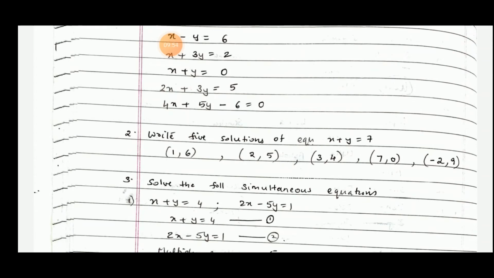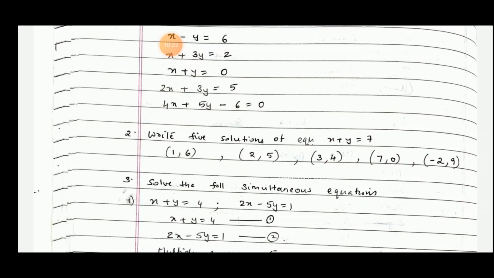Now write the 5 solutions of the equation x plus y equal to 7. So in x plus y equal to 7, substitute x is equal to 1 first. So when you take x is equal to 1, y will be equal to 7 minus 1, that is 6. So the first solution is 1, 6. Then substitute x is equal to 2. So 2 plus y equal to 7. So y will be equal to 7 minus 2, that is 5.